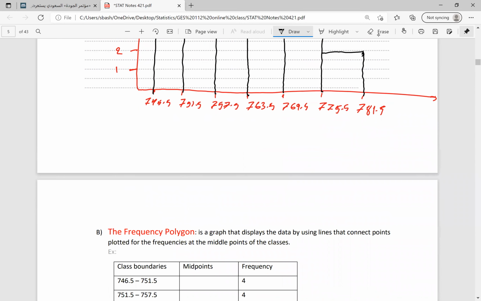Next type of the figure is the frequency polygon. The frequency polygon is a graph that displays the data by using lines that connect points plotted for the frequency at the middle point of the classes. For the frequency polygon, we need to find the midpoint for each class.